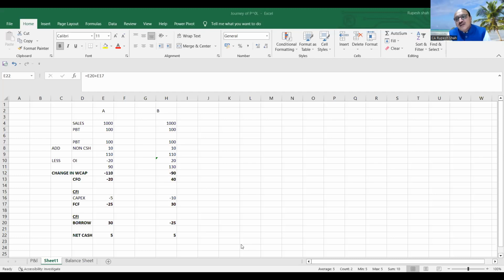Then, which metric is better, return on equity or return on capital employed? Both are equally important. At the company level, we look at ROCE, and at the investor and shareholder level, we look at return on equity. So both are equally important, but which lens you are looking through becomes very important. In EPS, we take into account not equity, but equity capital, the number of equity shares, right?